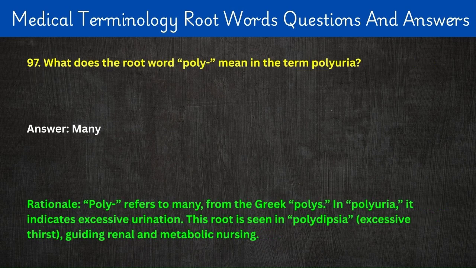97. What does the root word poly- mean in the term polyuria? Answer: many. Rationale: poly- refers to many, from the Greek polys. In polyuria, it indicates excessive urination. This root is seen in polydipsia, excessive thirst, guiding renal and metabolic nursing.